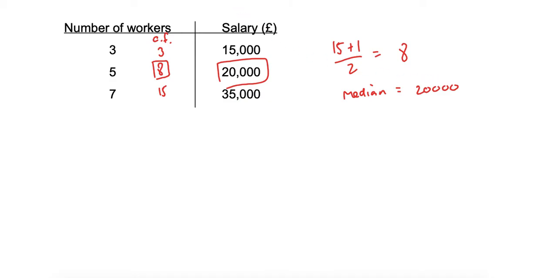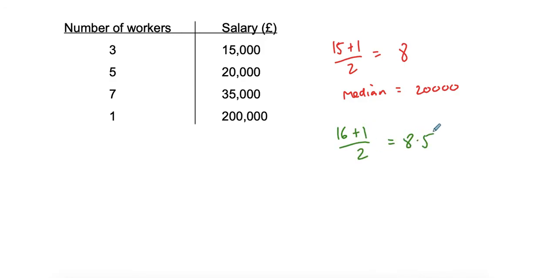Now, what if, though, I now decide to include the owner of the factory? The owner of the factory pays himself or herself 200,000 pounds per year. So this changes things somewhat. We're now looking for the 8.5 person.